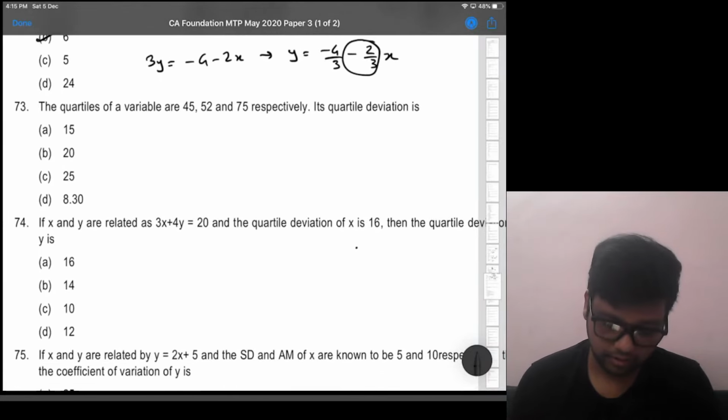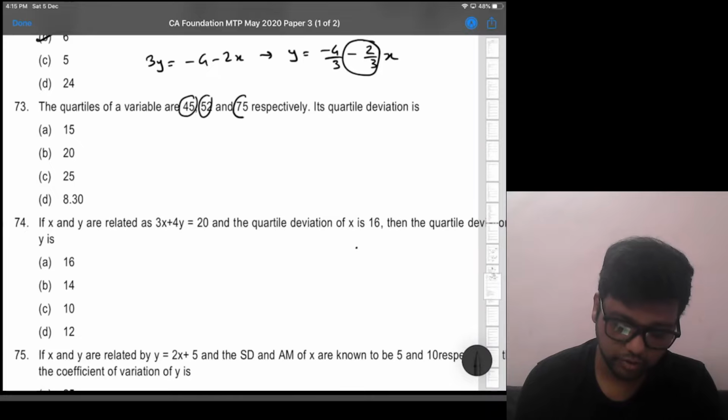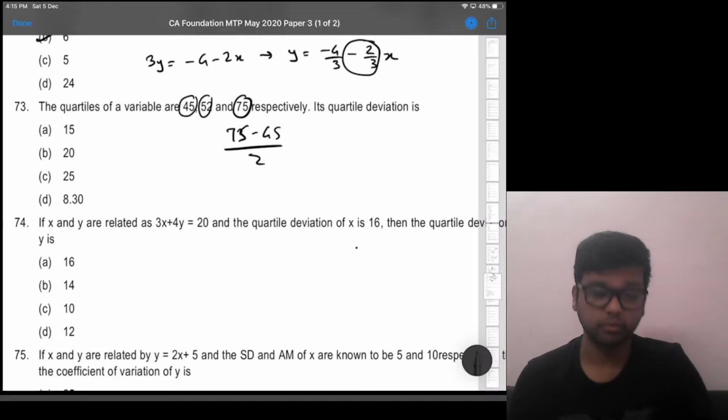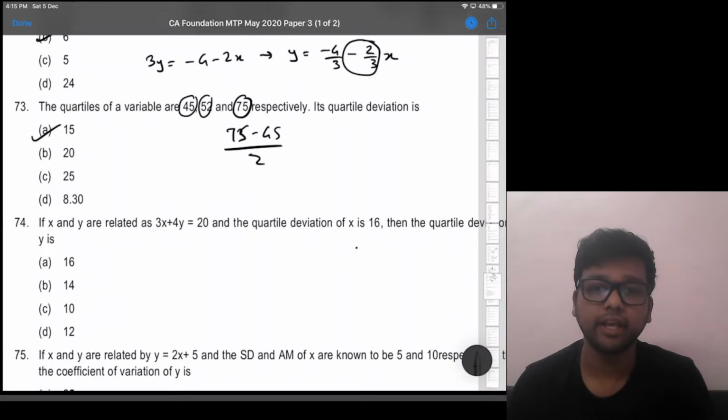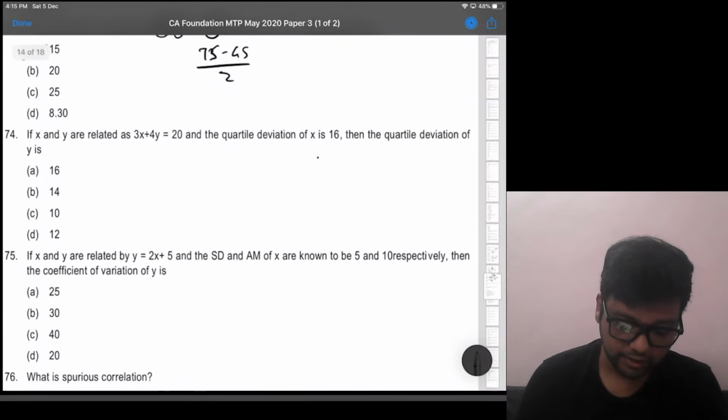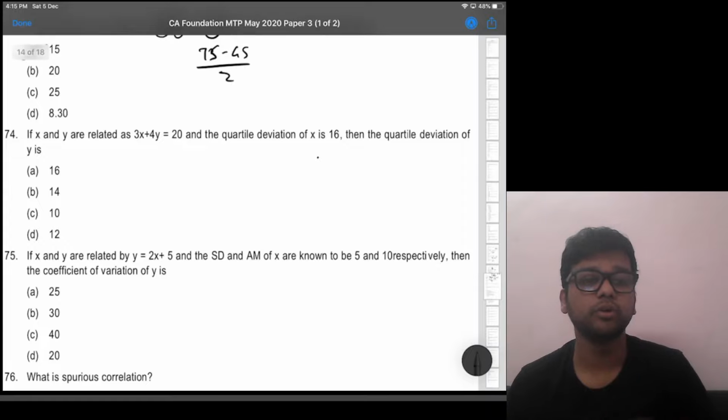Quartiles of a variable are q1, q2, q3 respectively. Its quartile deviation is, we know that quartile deviation is (q3 - q1)/2. So the answer will be 15. Option A. Again, change of origin and change of scale. There are two more questions like this.